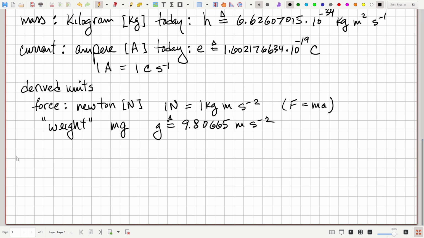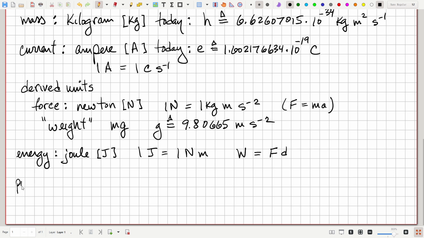Then we have the idea of energy, and the unit is the joule, represented by a capital J. It is defined as 1 joule equals 1 Newton meter. And this comes from the idea, from physics, that the work done by a force is equal to the force times the distance through which the force operates. So the joule is the unit of energy, the unit of work.